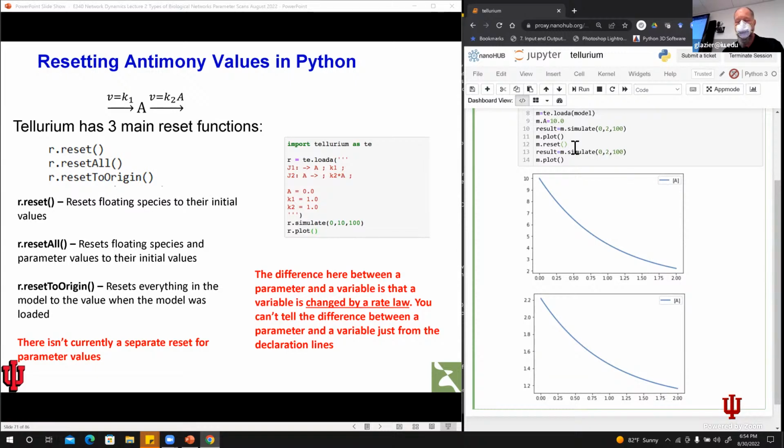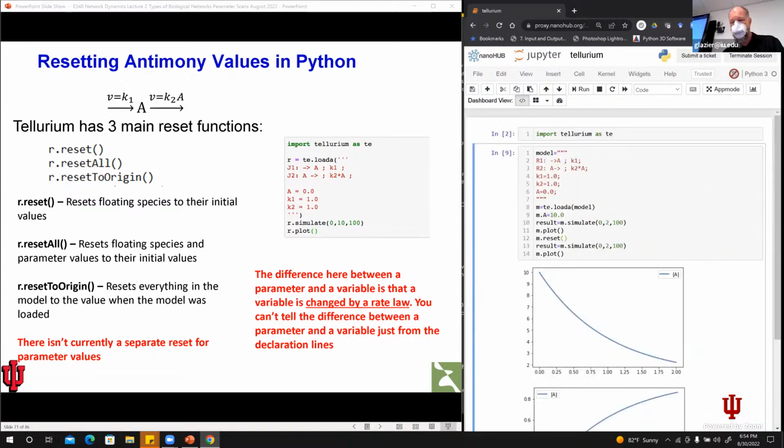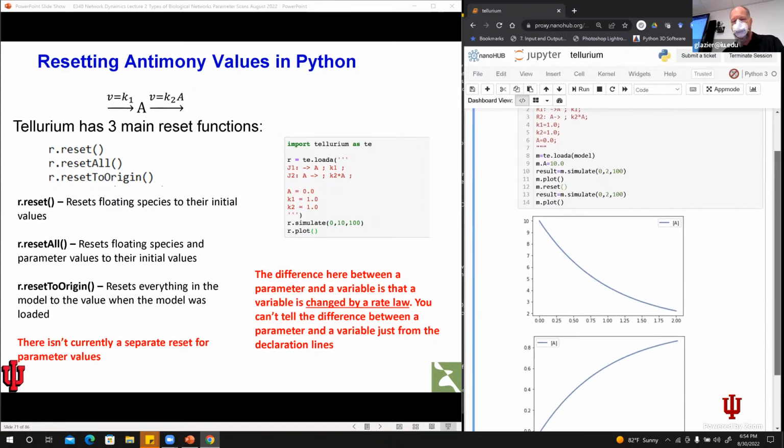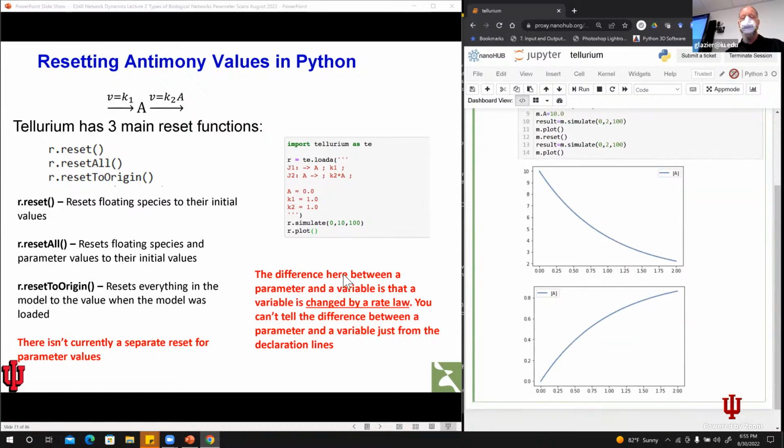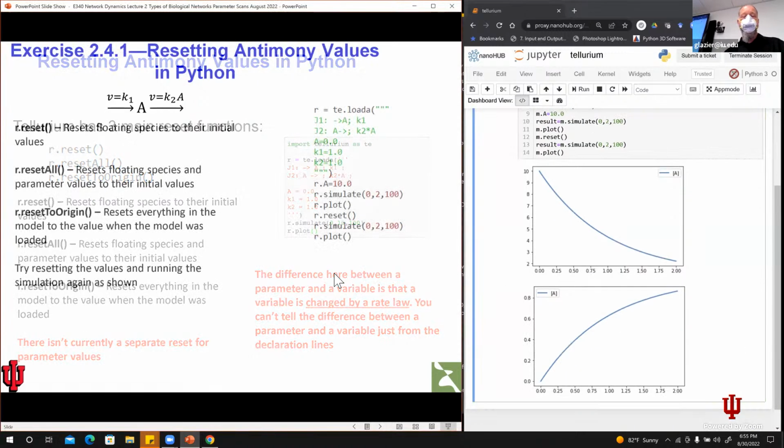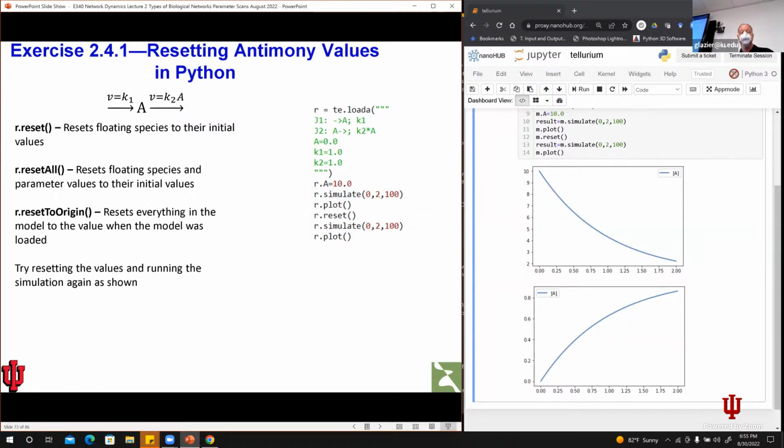So this time, my value of A, I set it to 10 here. When I do reset, it reads the value here in line 6, which is 0, and it starts at 0. And so if I'm going to do parameter scans, I'm typically going to use that reset a lot.